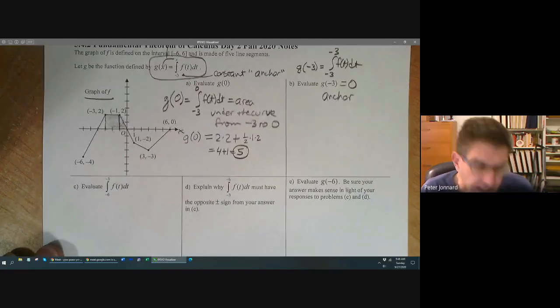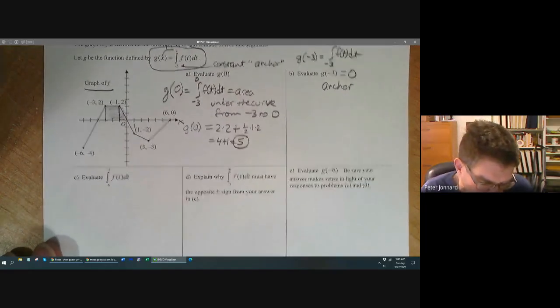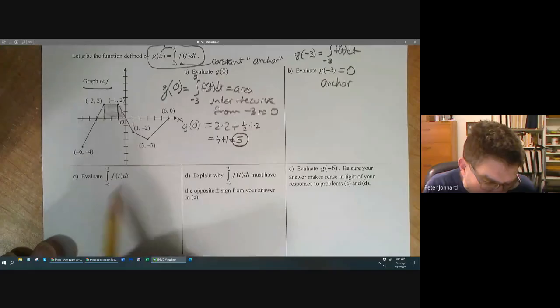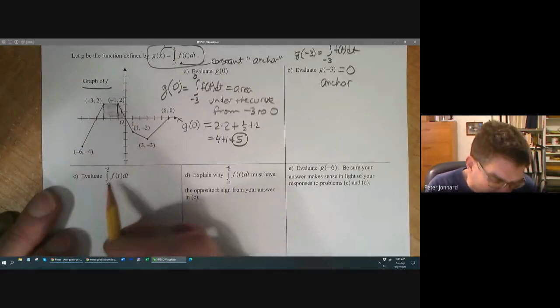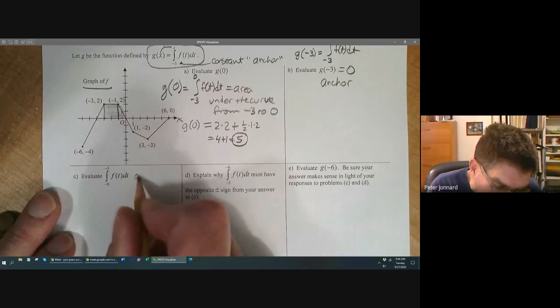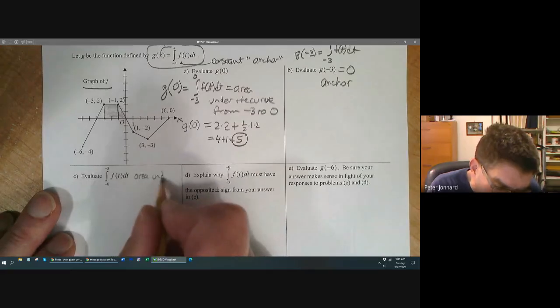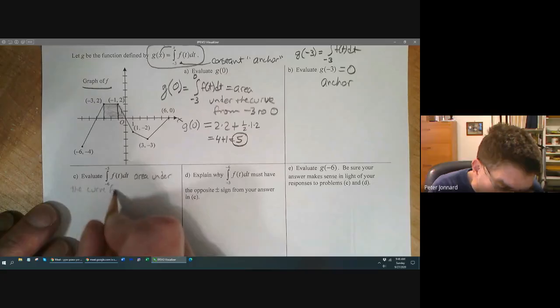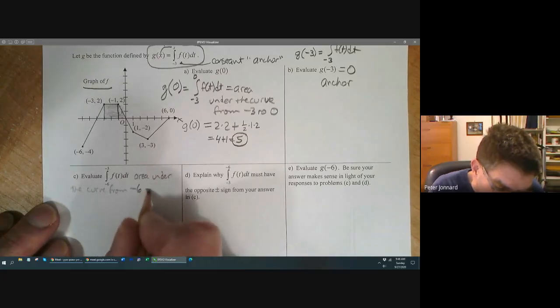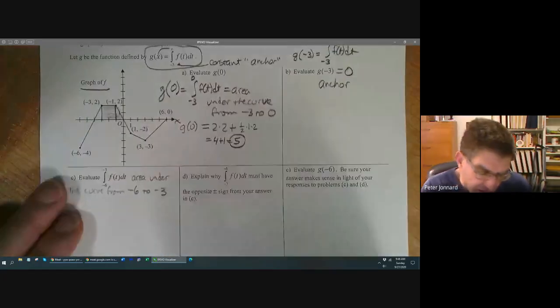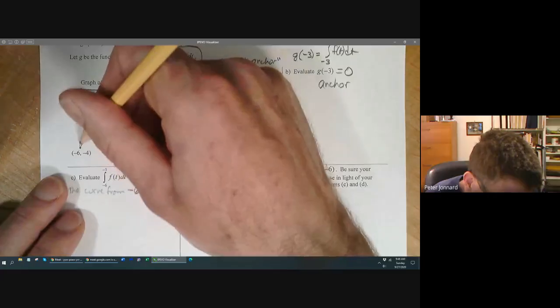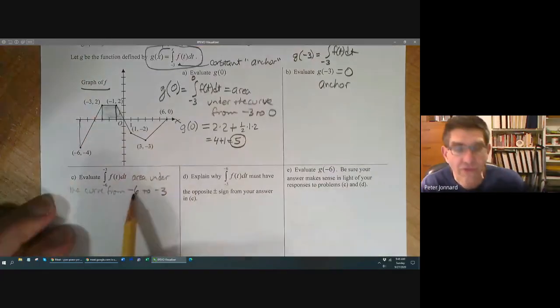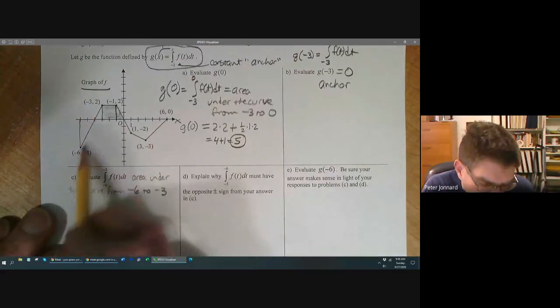This is interesting. This one says to evaluate this function, the integral of f of t dt from -6 to -3. So this is asking us simply for the area under the curve from -6 to -3, okay? And so essentially, it's asking us, well, what's that area? Notice we're going from left to right. We're going from -6 to -3.